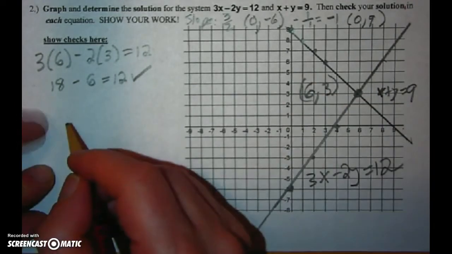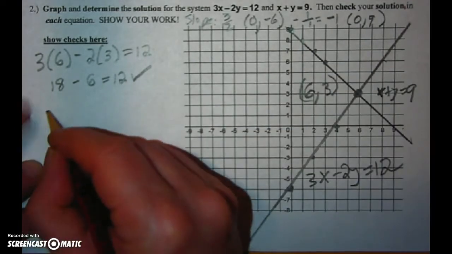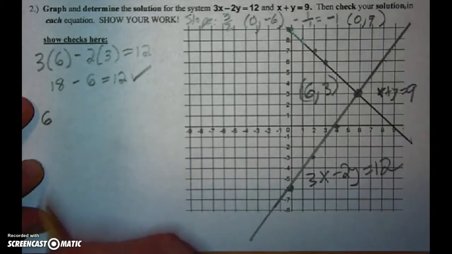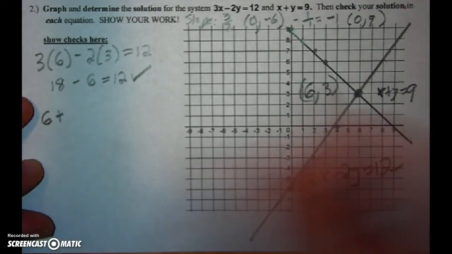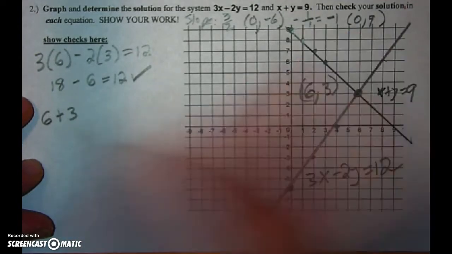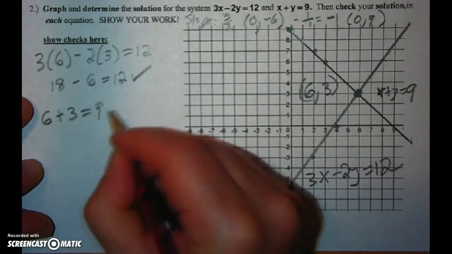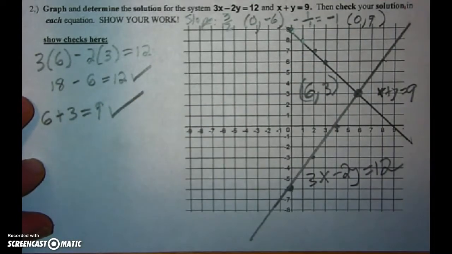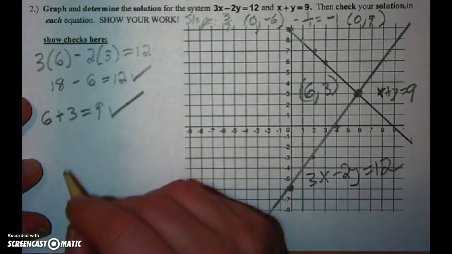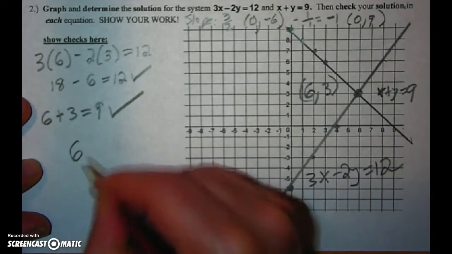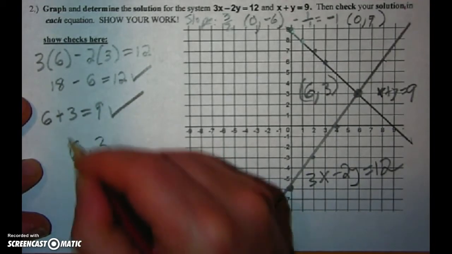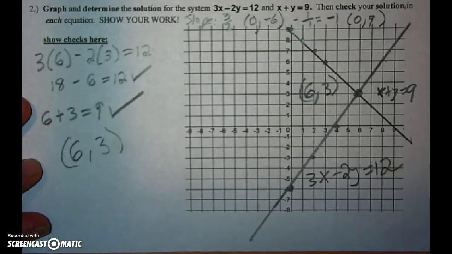Let's look at the second equation now. X is 6. Second equation is over here. Plus our y is 3, and that's supposed to equal 9. 6 plus 3 does equal 9. So we're good in both cases. So once again, our common solution for this system is 6, 3. And that's our final answer. (6, 3) is our common solution.